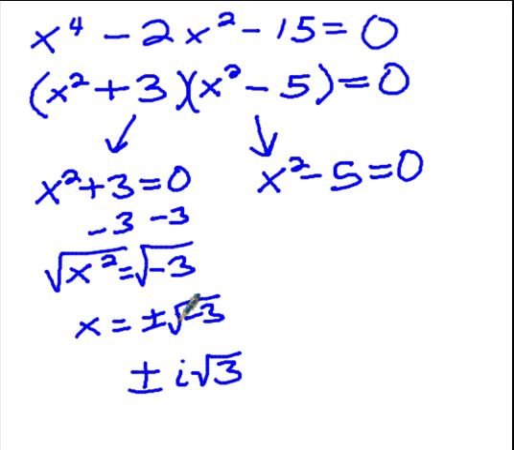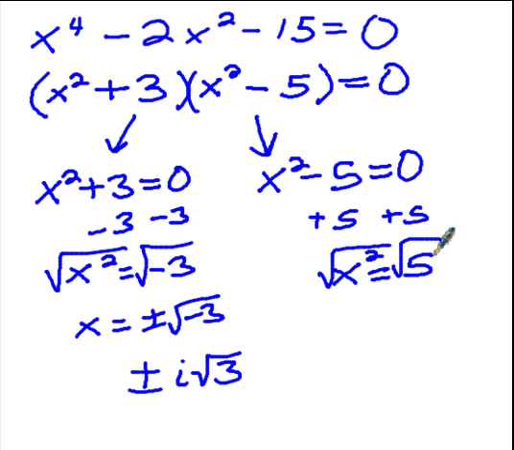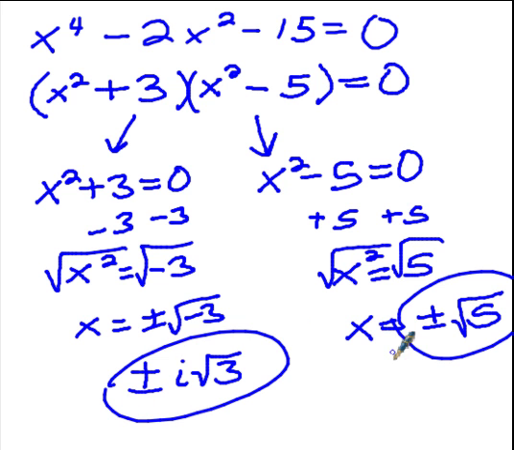Now, if they don't tell us to use the complex plane, then we would just ignore this solution and just find the real solutions. And here is my real solution, or I should say my real solutions. I add 5. I get x squared equals 5. And once again, I square root. And anytime you square root, you write plus or minus. And those are my answers.